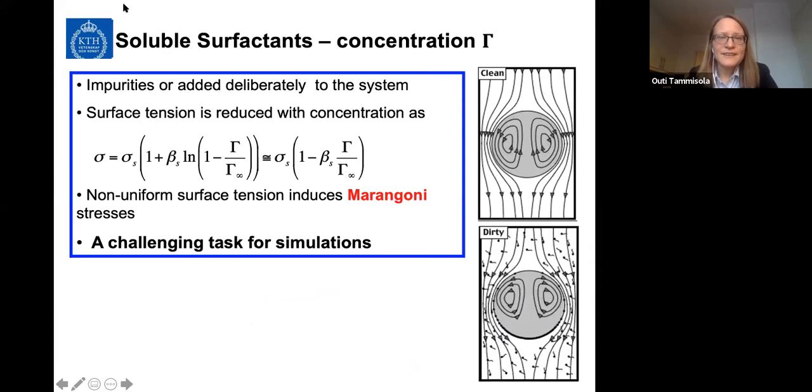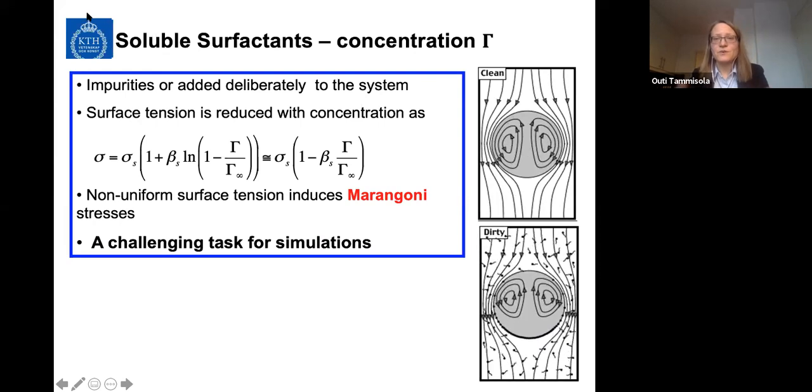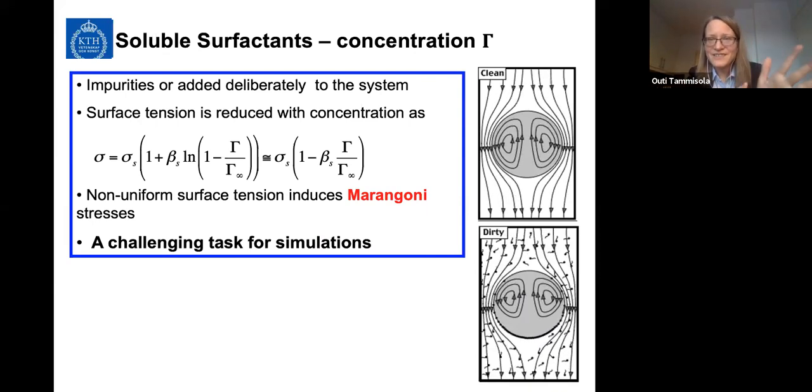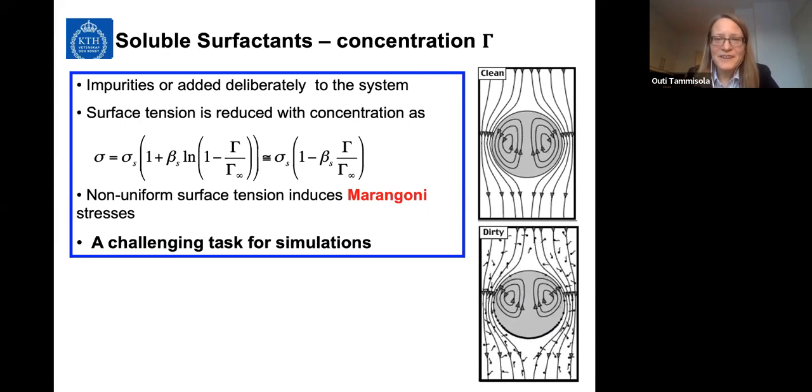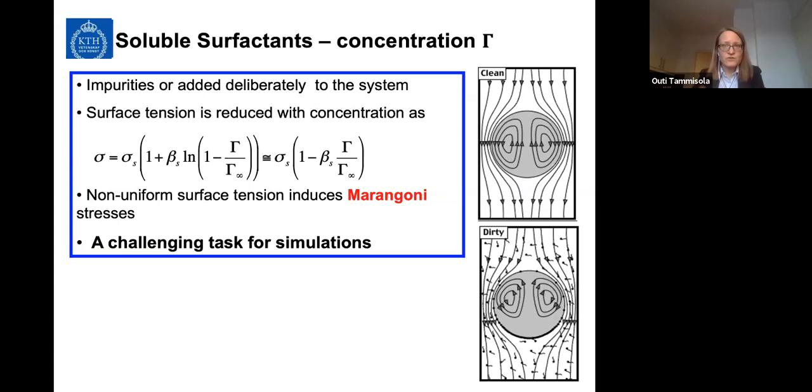So the kind of surfactants that we simulate are soluble surfactants. We think about these as coming from impurities that are added, or then we have just dirty water. So typically dirtiness is surfactants. And what happens then with these dirt particles? If they are distributed in the bulk fluid, then they start collecting on the surface. If they are absorbed on the surface, then you get a distribution of surfactants along the drop surface.